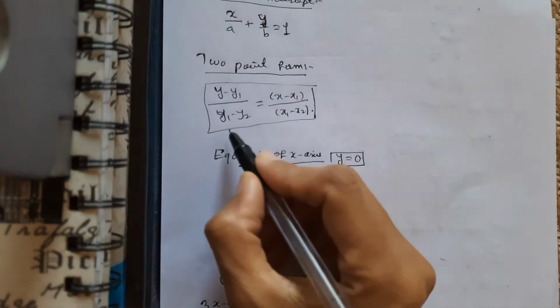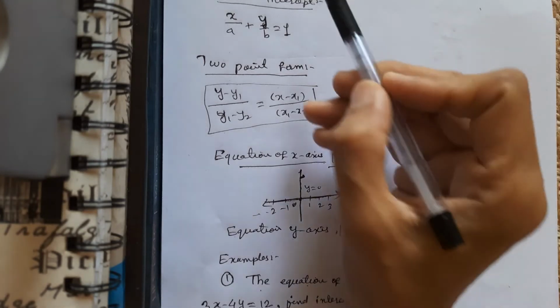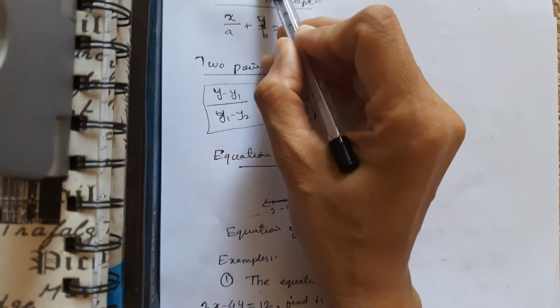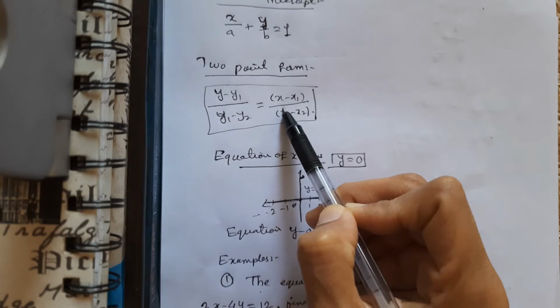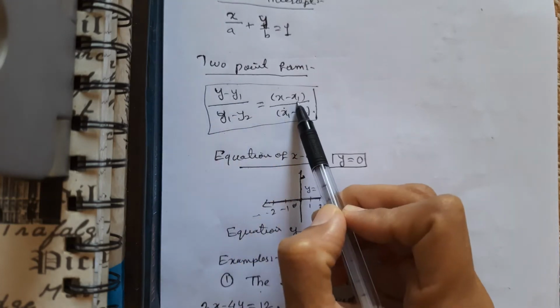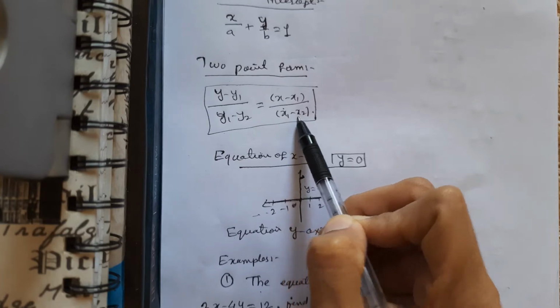The two point form is this. All this information is for finding the equation of a line. Based on the given information, you need to select the formula. Suppose you are able to find the intercept and slope, then you will use this formula. If two points are given on the straight line but the slope is not given, then you need to use this formula.